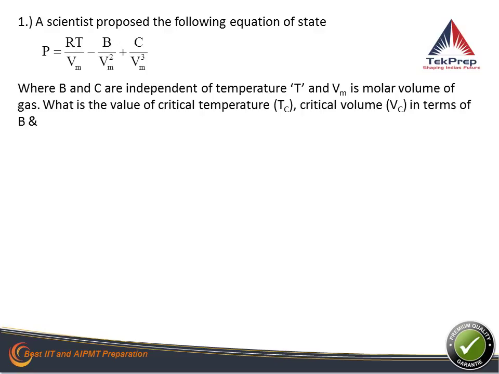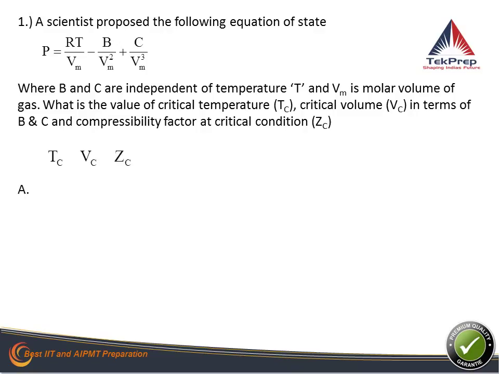And what we have to identify is the value of the temperature, volume and the compressibility factor at the critical condition, which is denoted by Tc, Vc and Zc. So let's look at the options.